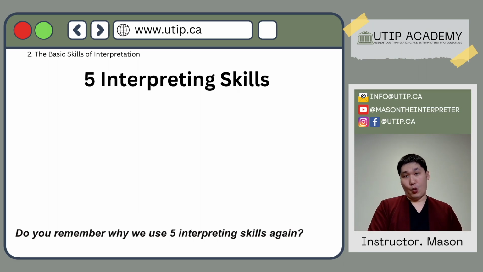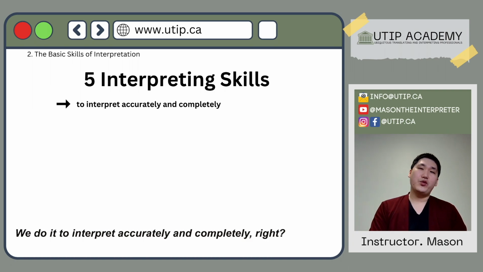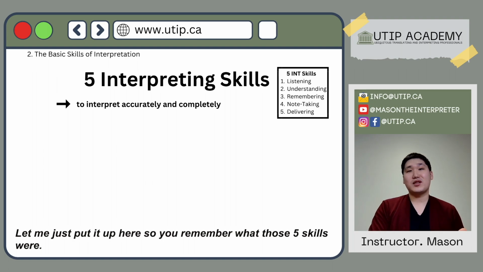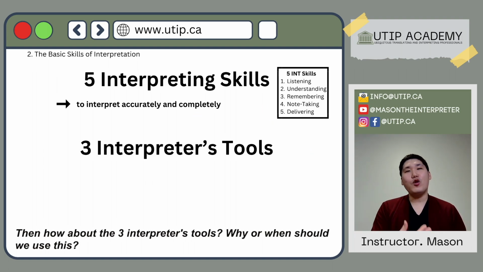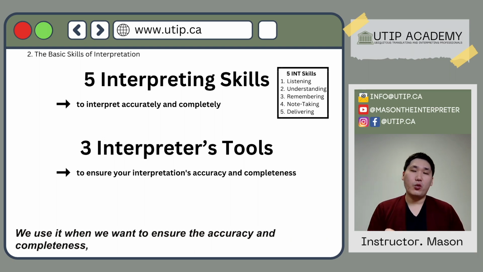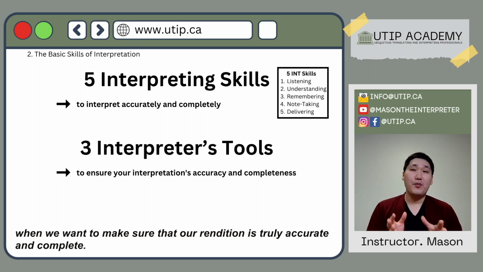Do you remember why we use 5 interpreting skills again? We do it to interpret accurately and completely, right? Let me just put it up here so you remember what those 5 skills were. Then how about the three interpreters tools? Why or when should we use this? We use it when we want to ensure the accuracy and completeness, when we want to make sure that our rendition is truly accurate and complete.